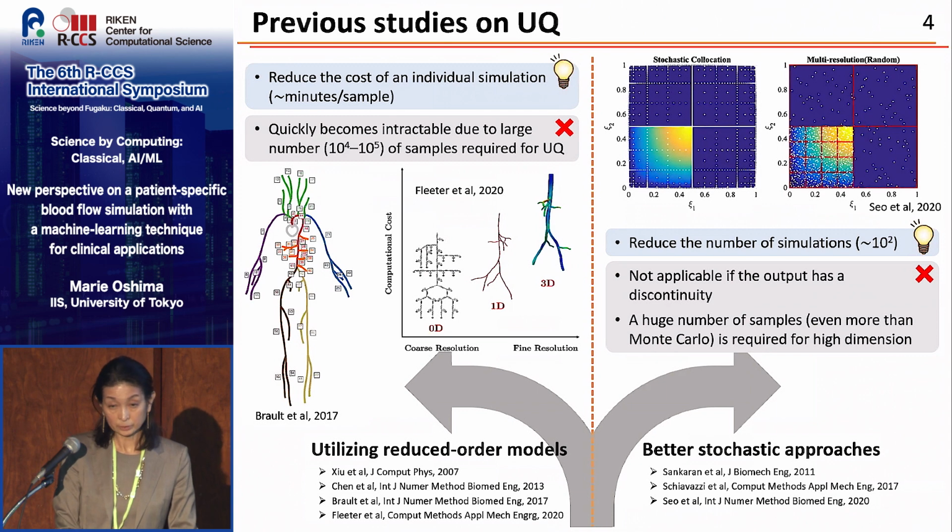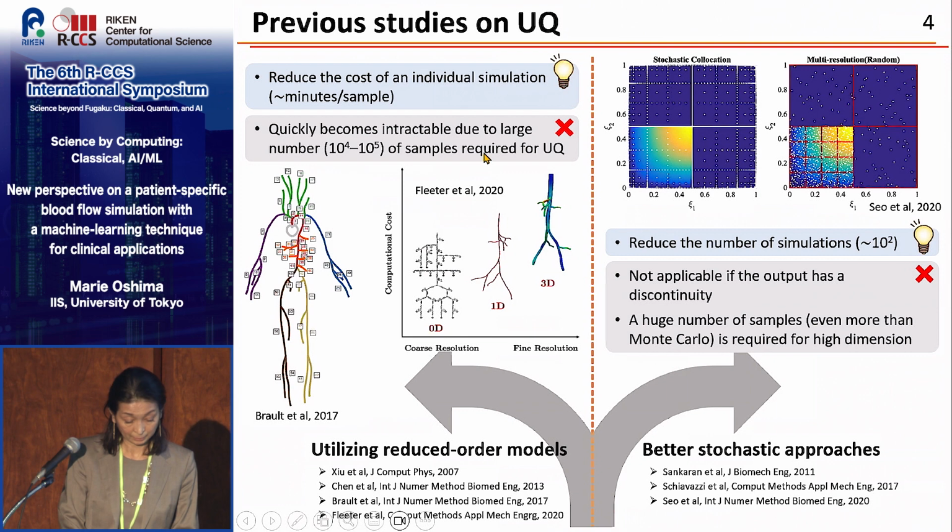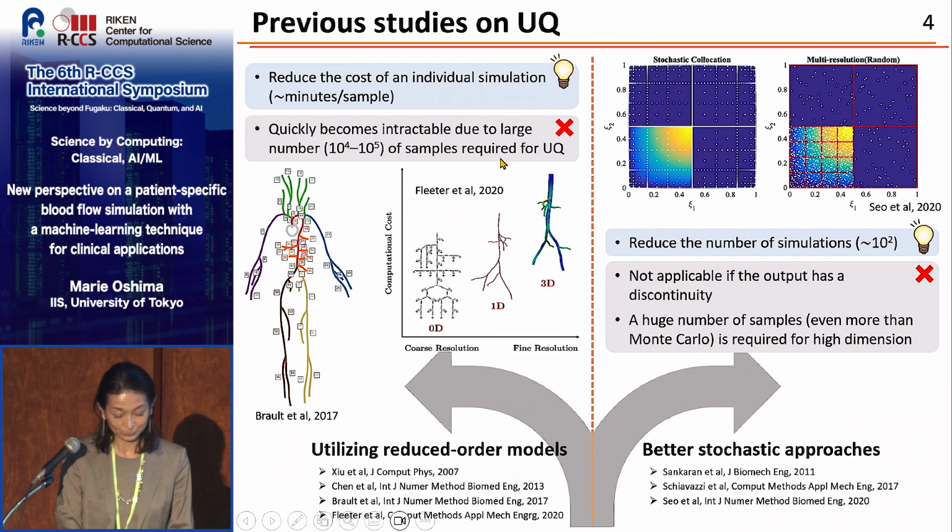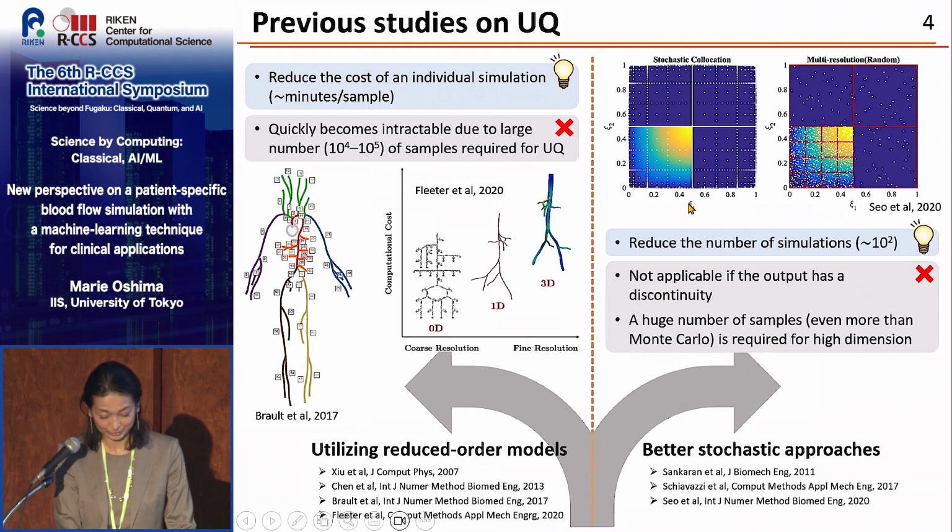So for the uncertainty quantification, there are two things that we need to keep in mind. First thing is we need to reduce the cost of individual simulation. If we use a very large number of samples, it is very hard to conduct uncertainty quantification.